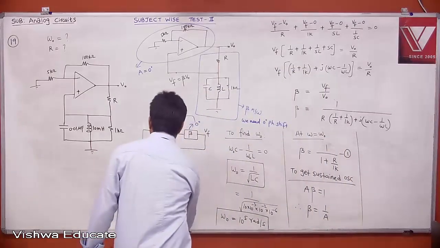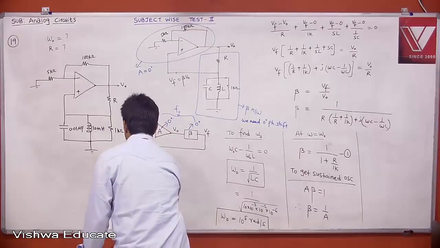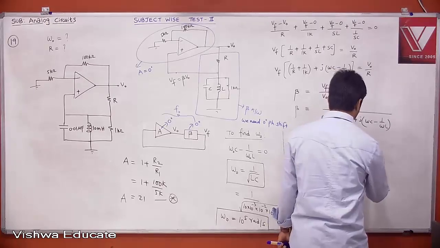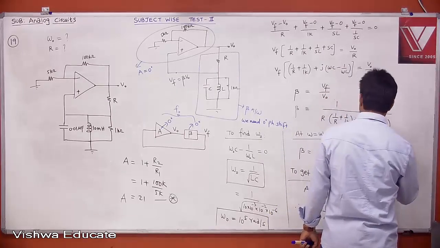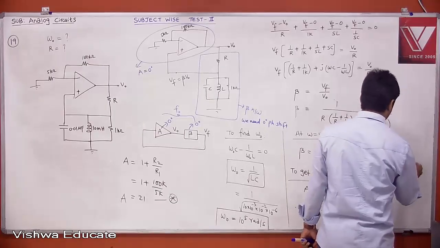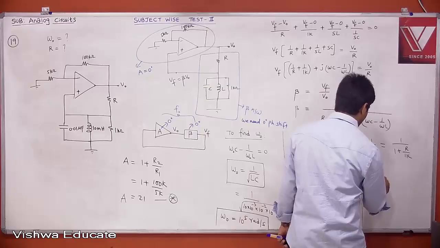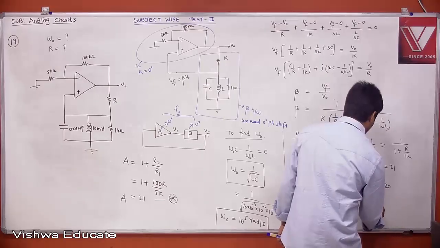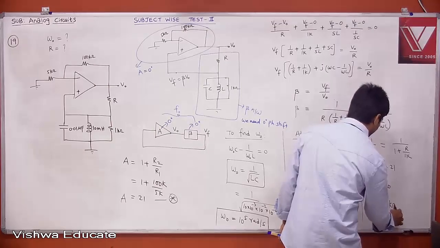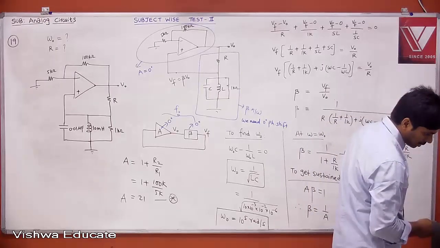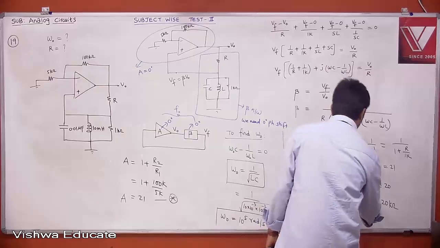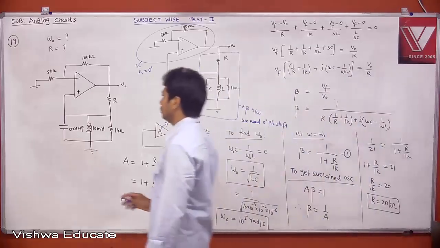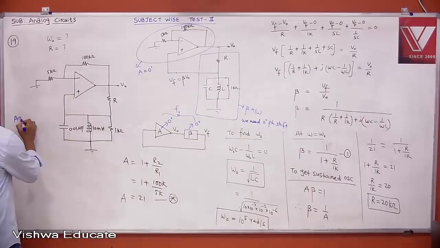You can call this star. This is your A. Then in star, beta: 1 by 21 is equal to 1 divided by 1 plus R by 1K. Then 1 plus R by 1K is equal to 21. Then R by 1K is equal to 20. Then R is equal to 20 kilo ohm. What is the answer? 2 into 10 to the power of 4. Therefore, the answer is A. I hope everybody understood.